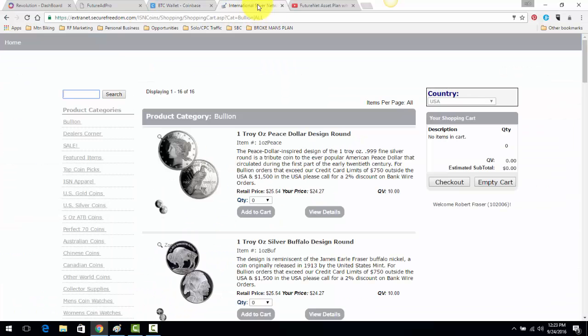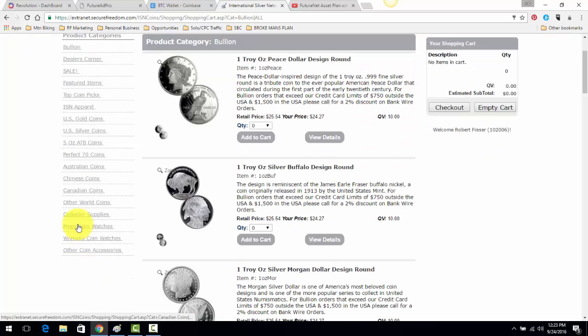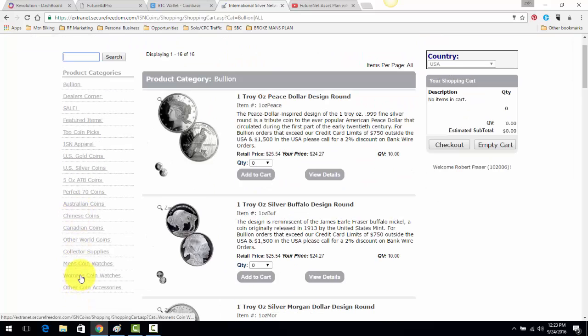So what that looks like is just like this. I'm going to come over here and look up some bullion. You can buy anything you want here. I think there's a couple of watches here. They have men's coin watches. They have men's and women's watches, but they have watches here that I was actually interested in getting.